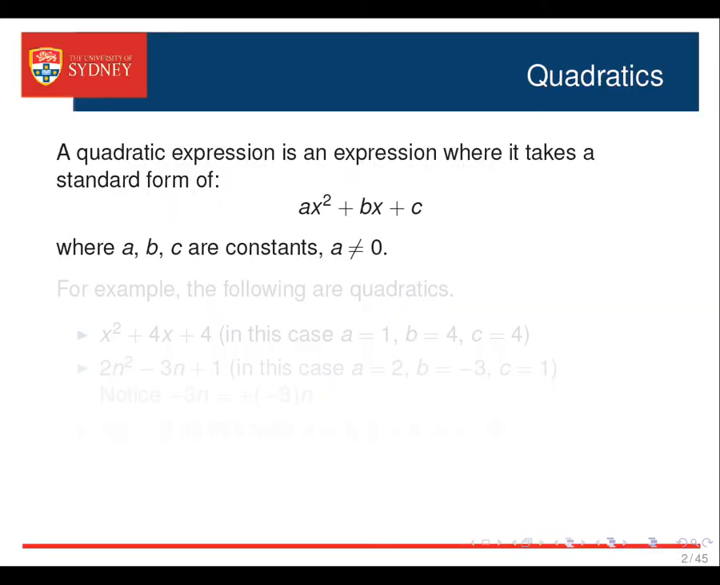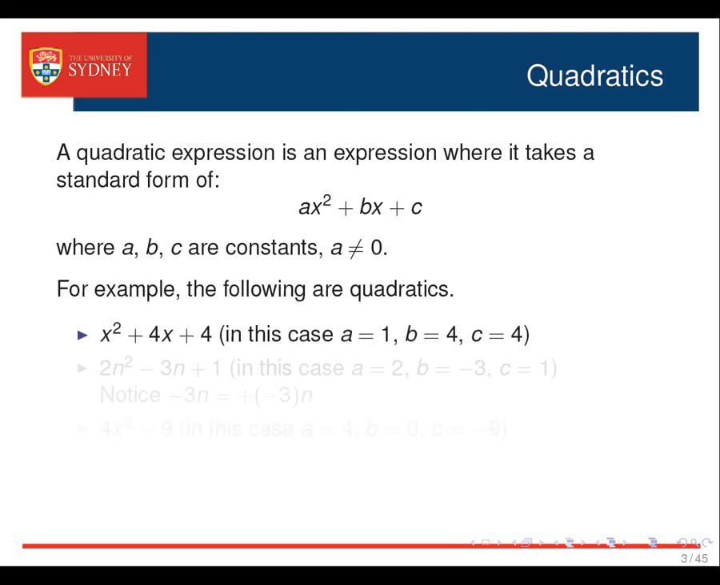A quadratic expression is an expression that takes the standard form of ax squared plus bx plus c, where a, b, c are constants and a cannot be 0. For example, x squared plus 4x plus 4 is a quadratic expression where 1, 4, 4 corresponds to a, b, c in the standard form.